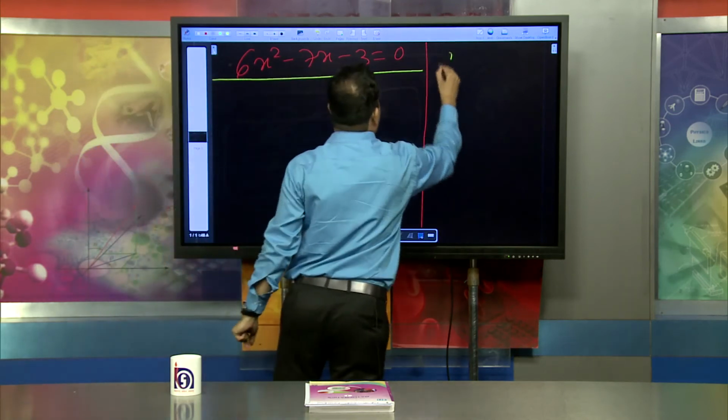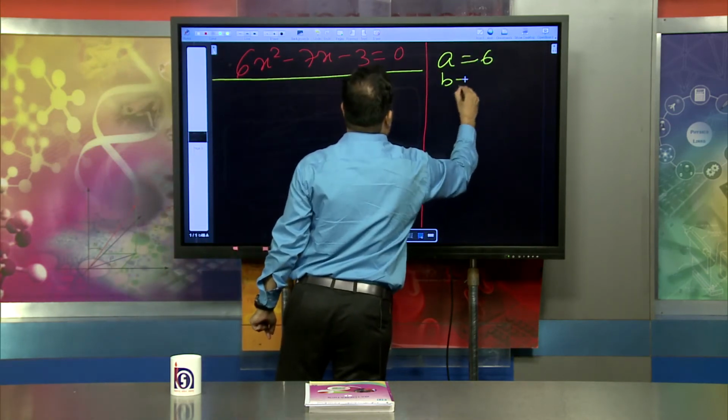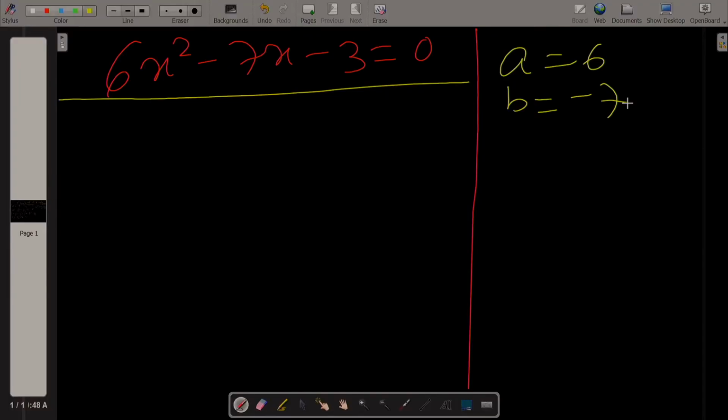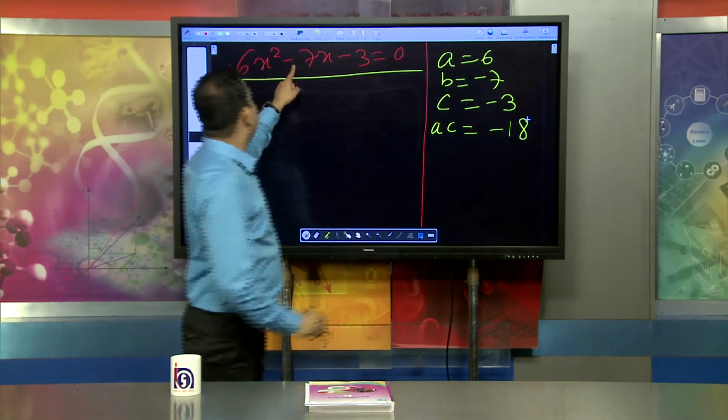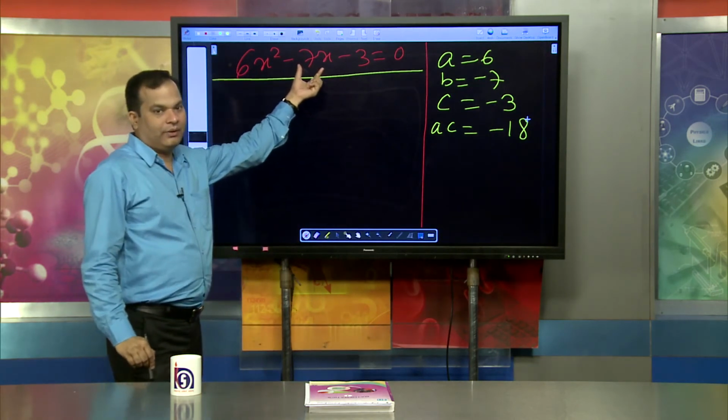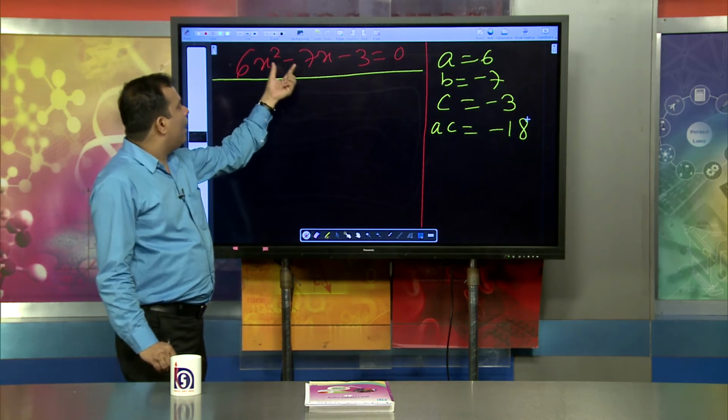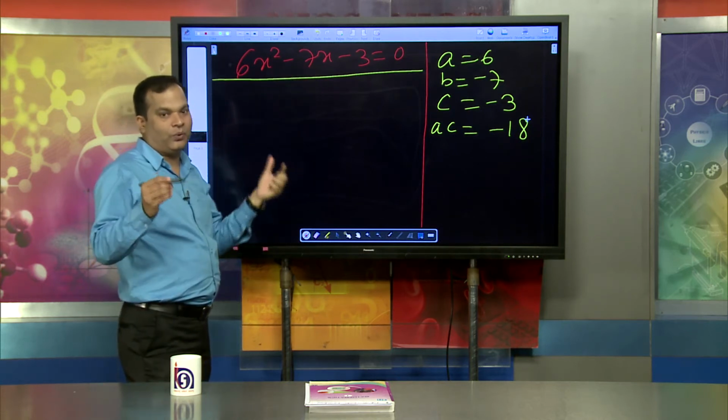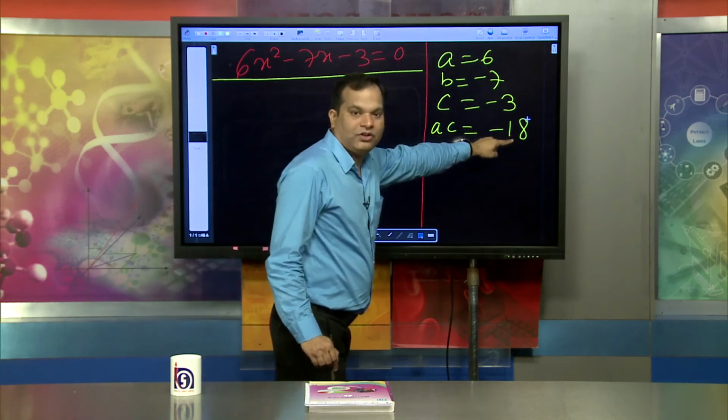Here the value of a equal to 6, the value of b equal to minus 7, because the coefficient of x is minus 7, and the constant quantity c equal to minus 3. Now, when solving through the factor method, we have to multiply a with c. The value of ac equal to minus 18. Now we have to split minus 7x. How do we split it? You see, 9 and 2 will be the two factors of minus 18.